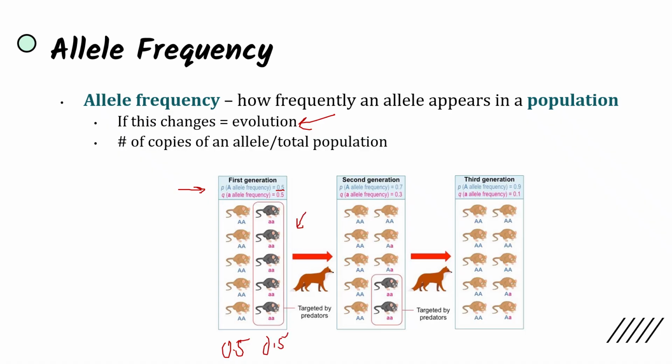But after targeting by predators, there were a lot fewer individuals that had the recessive allele, and as a result, the allele frequency of the dominant allele increased to 0.7, while the recessive allele frequency decreased to 0.3. And eventually, in the third generation, the dominant allele frequency went up to 0.9, while the recessive allele frequency decreased to 0.1. So we can see that the allele frequencies add up to 1, they make up the whole population, and if there is a change in the allele frequency, that means that evolution has occurred.